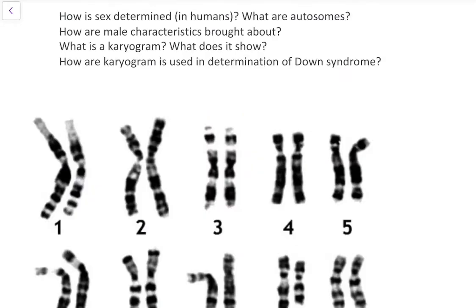How is sex determined in humans? What are autosomes? How are male characteristics brought about, and what is this image down here? What's a karyogram and what does it show? And how can we use it in determining Down syndrome? So we're going to deal with all of this in one go.